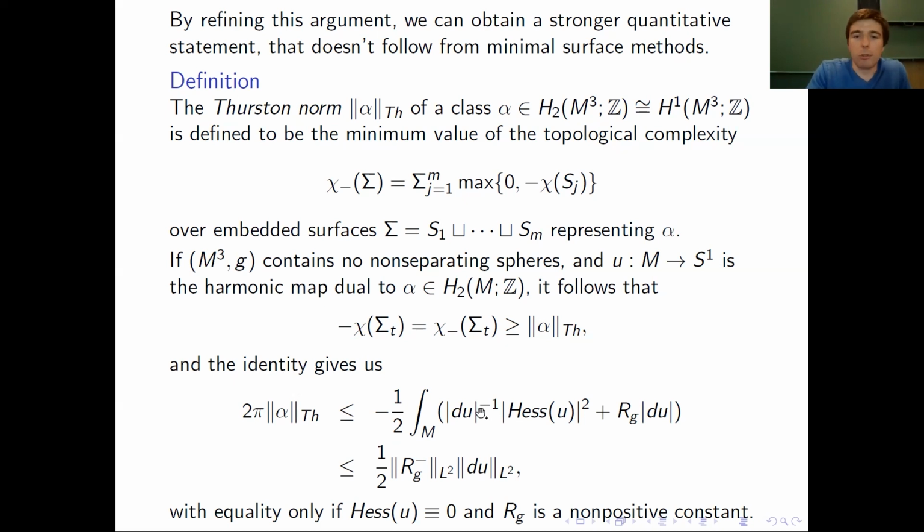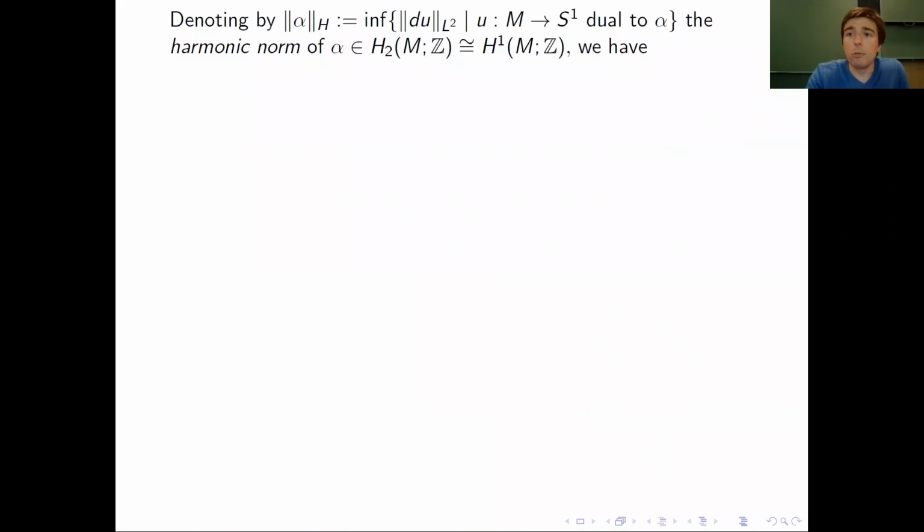And then with a little Cauchy-Schwarz and throwing out our Hessian term, we see that it's bounded above by half the L2 norm of the negative part of the scalar curvature times the L2 norm of this du. Moreover, equality forces the Hessian to vanish and the scalar curvature to be constant. So why is that nice? Well, this L2 norm of du, remember du is the energy minimizing representative of its homotopy class. So really this is a canonical norm on cohomology called the harmonic norm. For any codimension 1 homology class, or equivalently degree 1 cohomology class, we look at the L2 norm of the harmonic representative; that's called the harmonic norm.